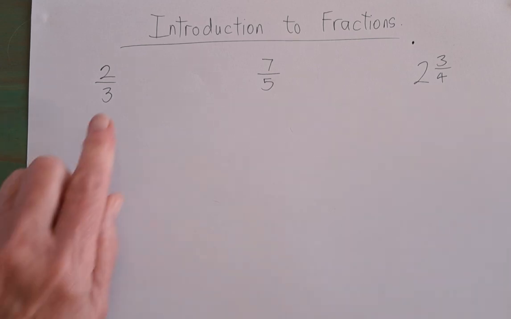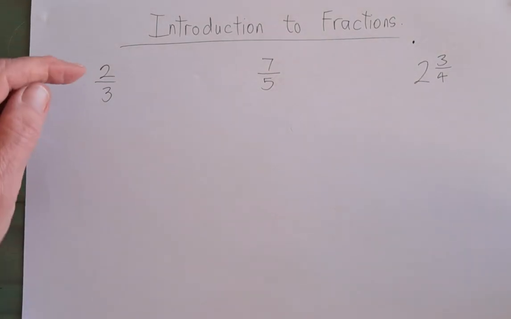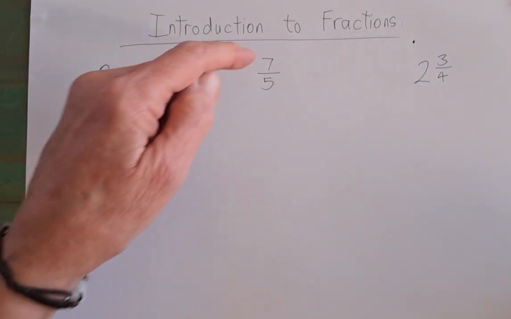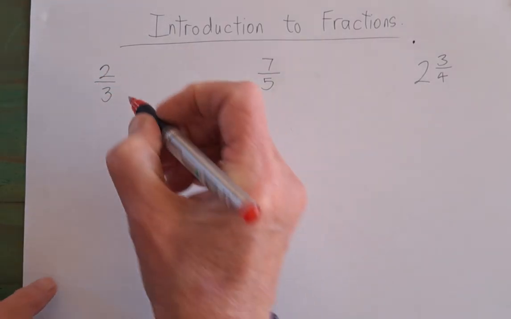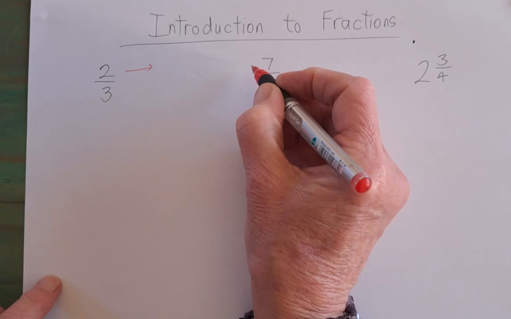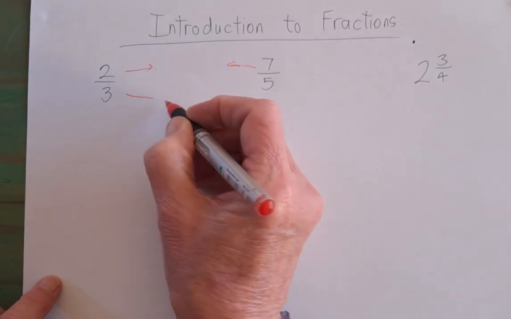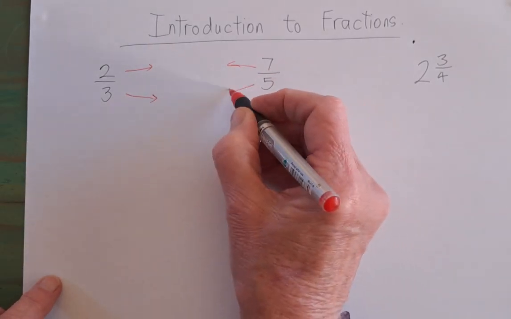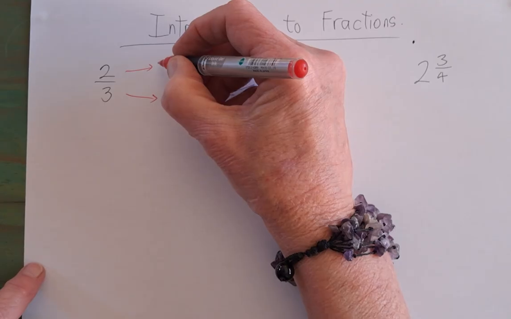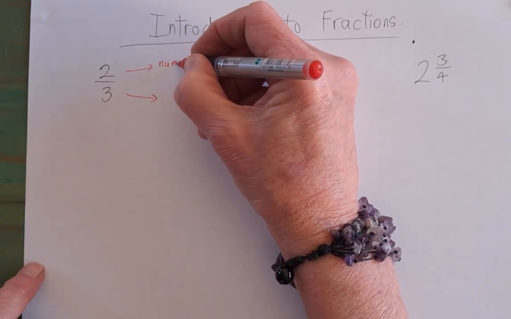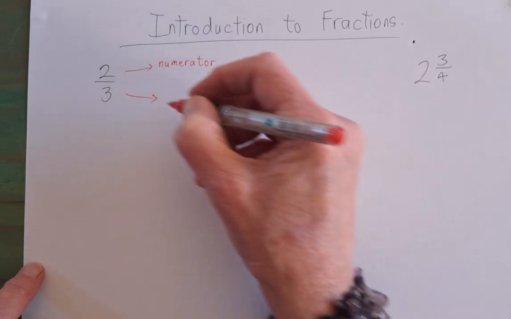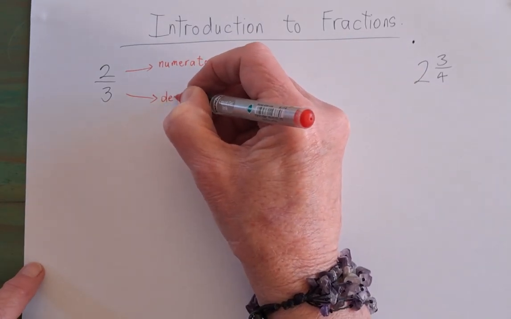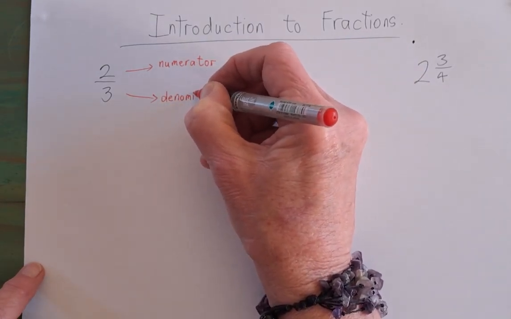So in these fractions, we can see that we've got a number over a number. The top numbers have been given a name, and the bottom numbers have also been given a name. The top number is called the numerator, and the bottom number is called the denominator.